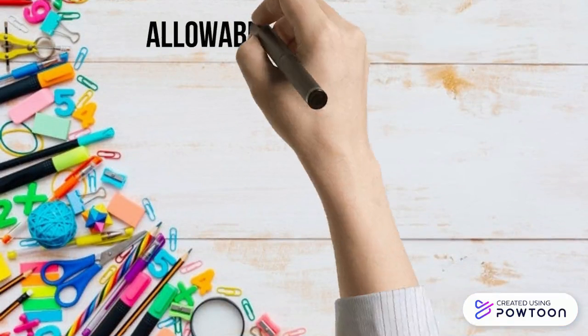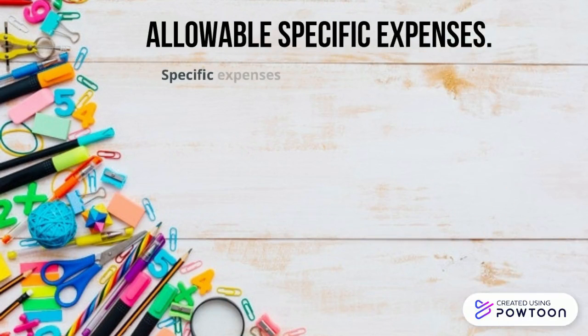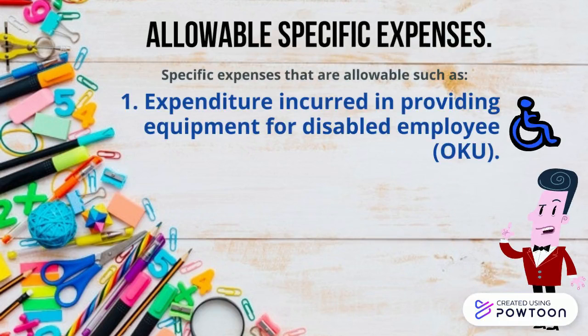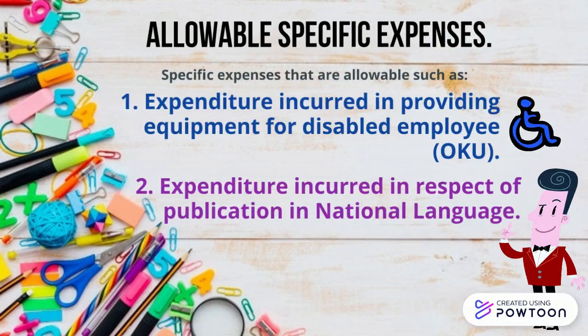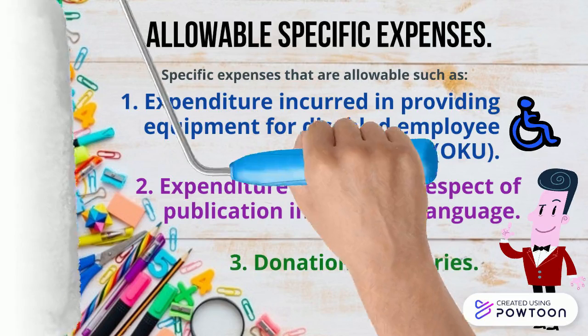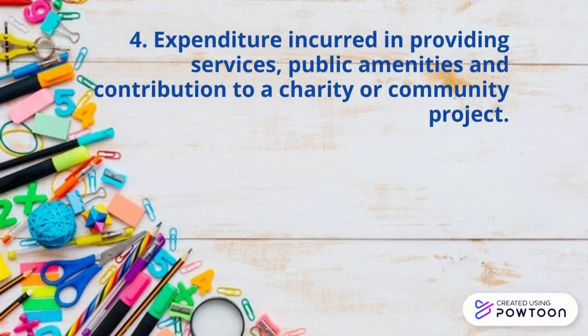Allowable specific expenses. Specific expenses that are allowable, such as expenditure incurred in providing equipment for disabled employee, OKU. Expenditure incurred in respect of publication in national language. Donation to libraries. Expenditure incurred in providing services, public amenities and contribution to a charity or community project.